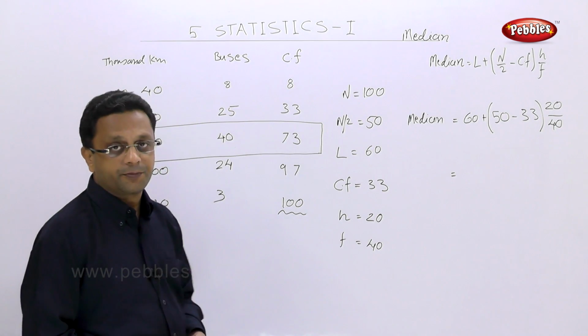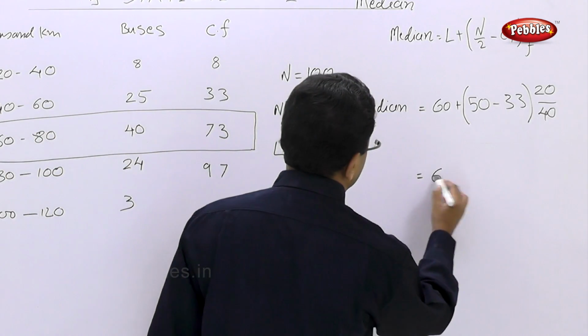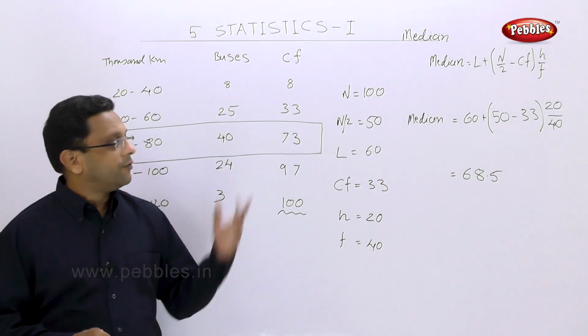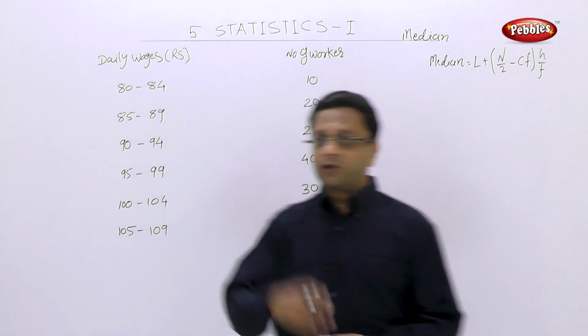Pause your video now. The median is 68.5. Check your answer. Very easy. Let us see one more sum for the median.